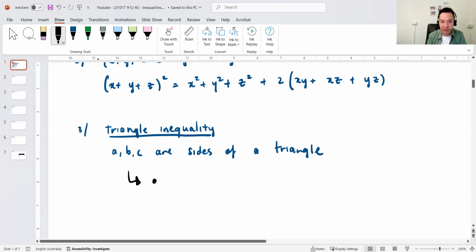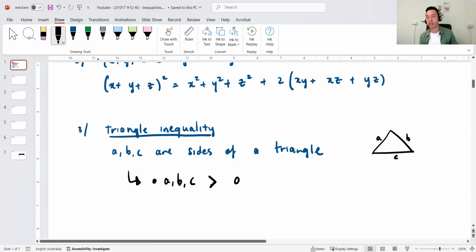If they're sides of a triangle, so if you whip up a triangle with sides A, B, and C, what's that tell you immediately? A, B, and C are greater than 0. Not even greater than or equal to 0. They can't be 0, because then it doesn't give me a triangle, so greater than 0.